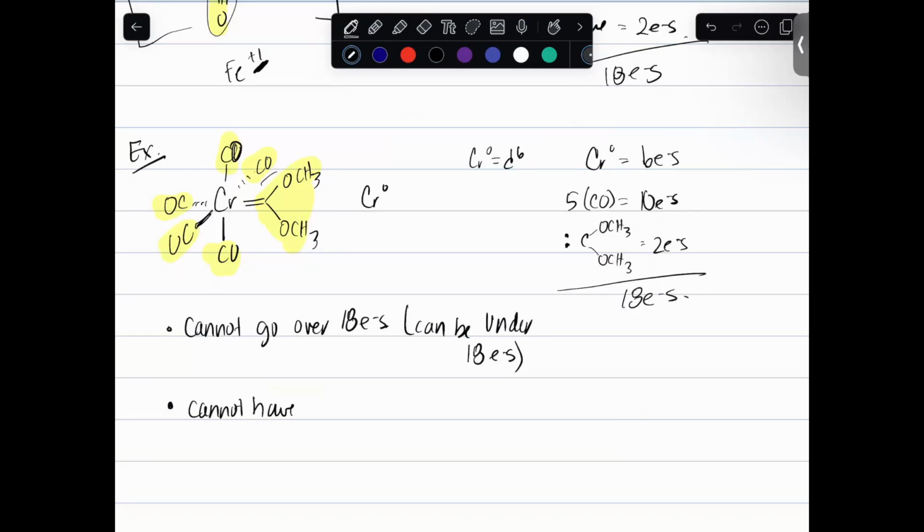The other thing that I wanted to mention is that you cannot have an odd total electron count. Just like you can't have 7 electrons around a carbon or 5 electrons, an odd number, you can't have an odd total electron count, you're saying it's a radical. So if it's odd, it's automatically wrong. You've calculated something wrong. You have to go back and fix that.